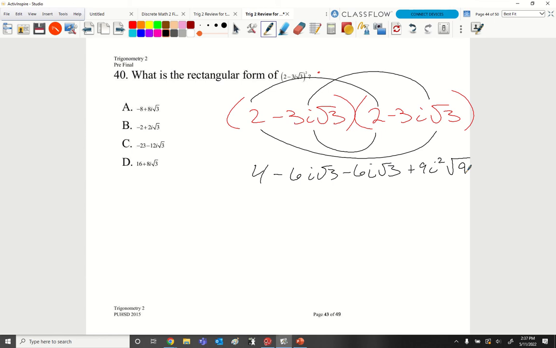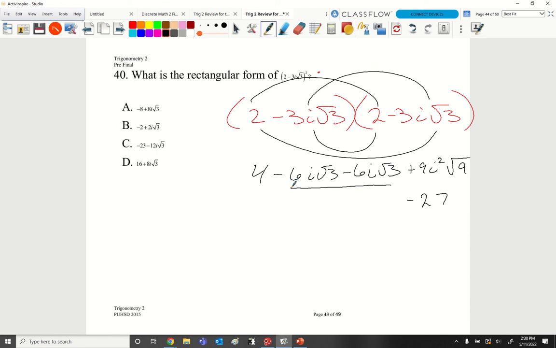Now, that last term right there, I'm going to clean that up. What is I squared? I squared is negative 1. And what is the square root of 9? 3. So I'm going to multiply that by what's out front here. So this becomes a negative 3 times 9, 27. There we go. Combine like terms because these are the same.